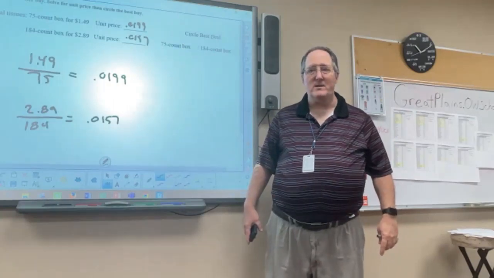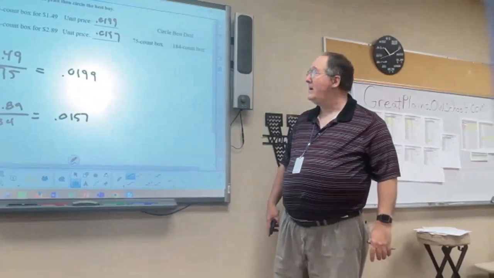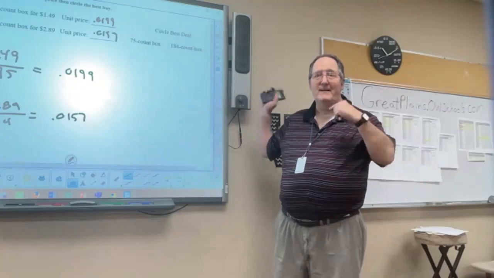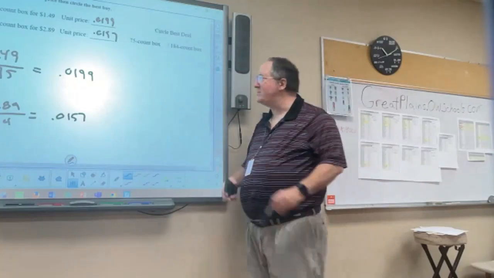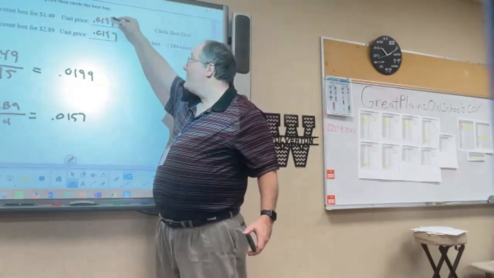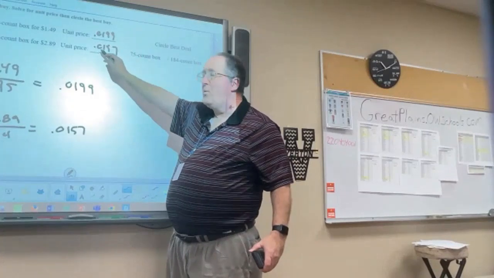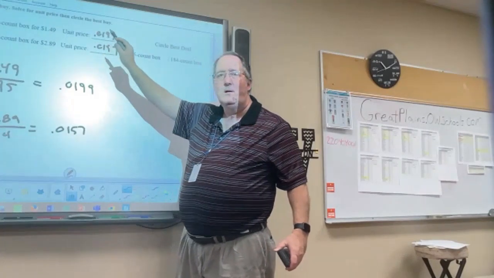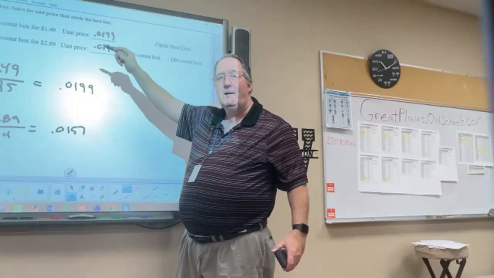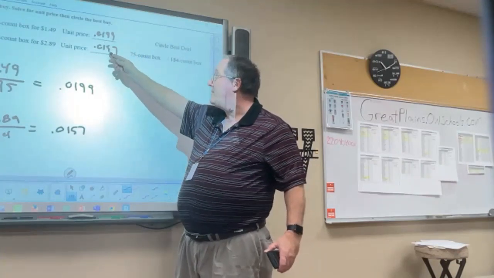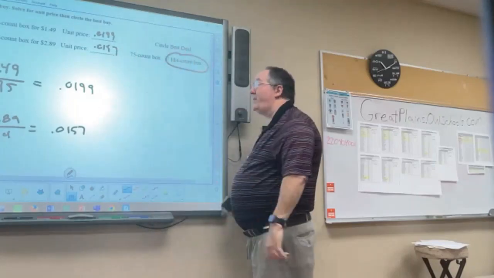The second question is, which one is smaller? The 75 count or the 184 count? This is the 75 count, 0.019. This is the 184 count, 0.015. Which is smaller, 5 or 9? 5. This one is smaller. So I would circle that, the cheapest, the best deal.